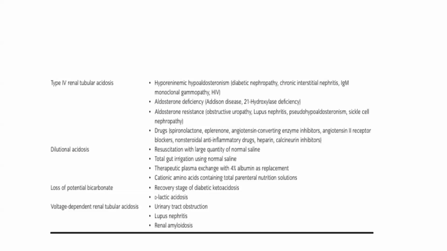Then dilutional acidosis like resuscitation with large quantity of normal saline, total gut irrigation using normal saline, therapeutic plasma exchange with 4% albumin, and cationic amino acid containing total parenteral nutrition solution. Then loss of potential bicarbonate like recovery stage of DKA and alpha lactic acidosis, voltage dependent renal tubular acidosis like urinary tract obstruction, lupus nephritis, and renal amyloidosis.